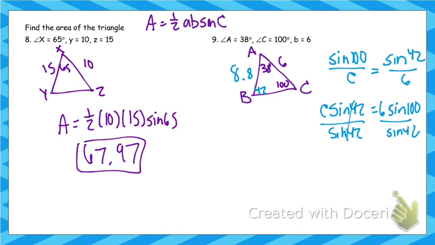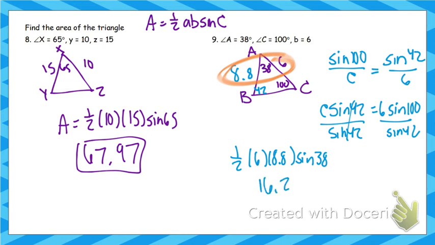Now I can use this formula. So I'm going to do the side angle side. So I'm going to use this information here. So 1/2 times 6 times 8.8 times the sine of 38. Which gives me 16.25.